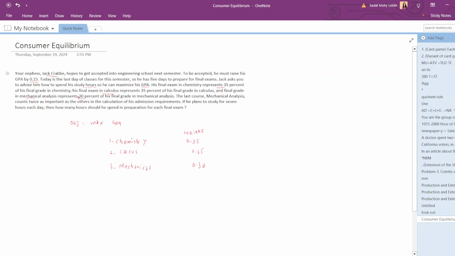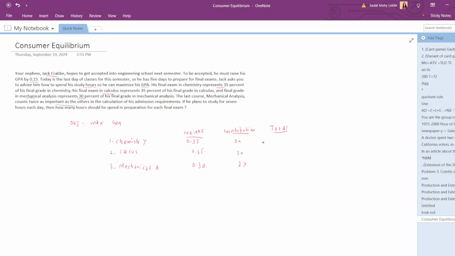The last course, mechanical analysis, counts twice as important as the others. So along with weightage, now we have their contribution towards the acceptance of Jack in the engineering school. They mentioned that mechanical analysis counts twice as much as the other subjects. So it's one times, and that's twice. Now we can find the total contribution. Let's stop here and find the total contribution.